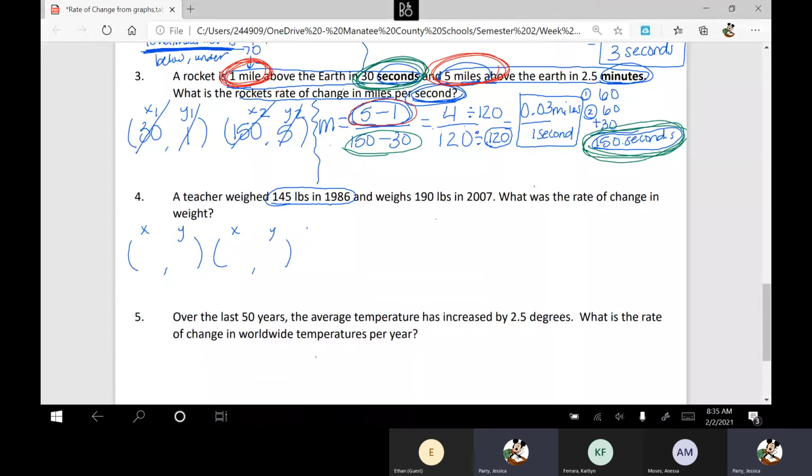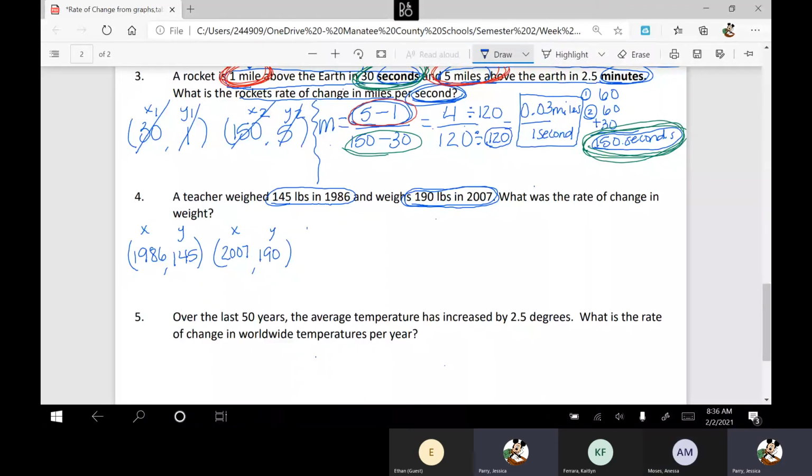How can I write my first point if time goes first? Would I do 145, comma 1986 or 1986, comma 145? Time goes first. 1986 and 145. Perfect. That's the year 1986. That represents time. And then we've got our weight 145. Now our next one, 190 pounds in 2007. How can I write this ordered pair? 2007, 190. Perfect. 2007 and 190.